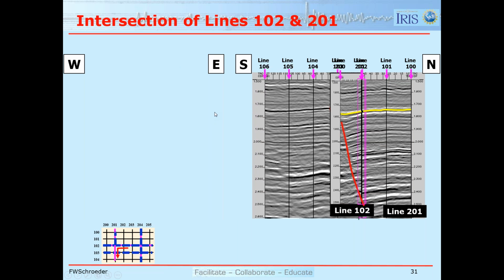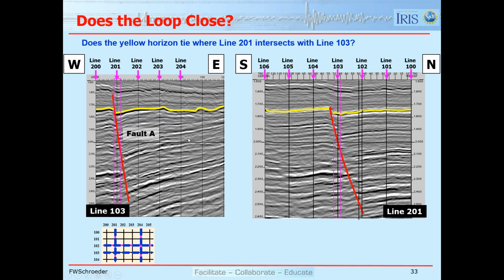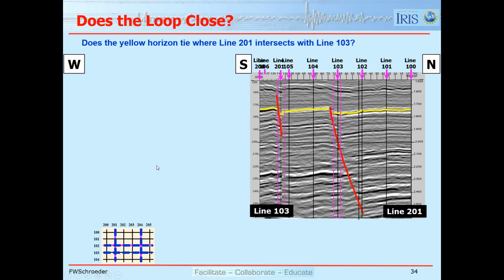So again, I can fold the paper, slide it over, and interpret the uninterpreted line north-south 201. Then take the east-west line away and complete the interpretation. Now is the test to see if all of this is areally consistent. I can now look at where 103 and 201 intersect. That will complete this loop.